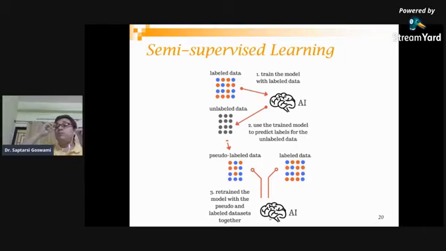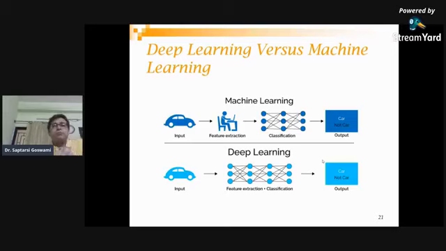I am not trying to label something which is completely unheard. I am trying to pseudo-label only those which are similar to what I already have. So this is also a very interesting field, and it is only applicable for some domains.